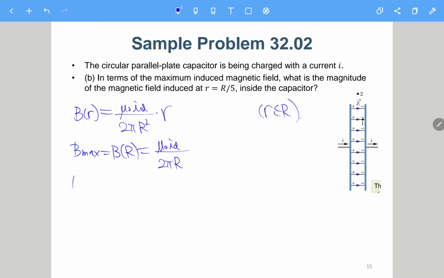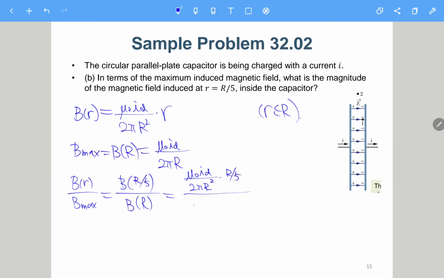So B at capital R over 5, compared with B max, which is B of R, is mu 0 I_D over 2 pi capital R squared times R over 5, divided by mu 0 I_D over 2 pi R. So it is 1 over 5. Actually, B of r is proportional to r, so when small r is capital R over 5, it should be one fifth of the maximum value.